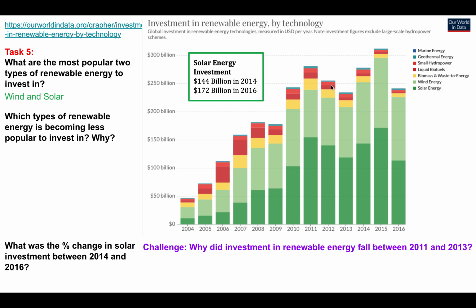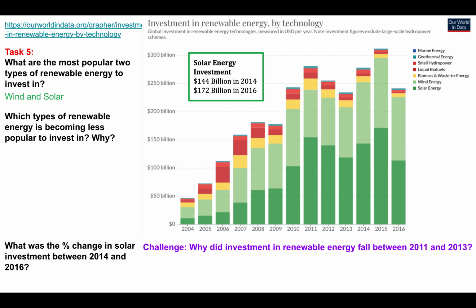Here you can see that the red and orange section is decreasing. Now, that is for liquid biofuels and small hydropower. And of course, the yellow one as well, biomass and waste energy. So these have been decreasing in size, and that shows that less people are willing to put money into these types of energy. So when we talk about that, what do we mean?